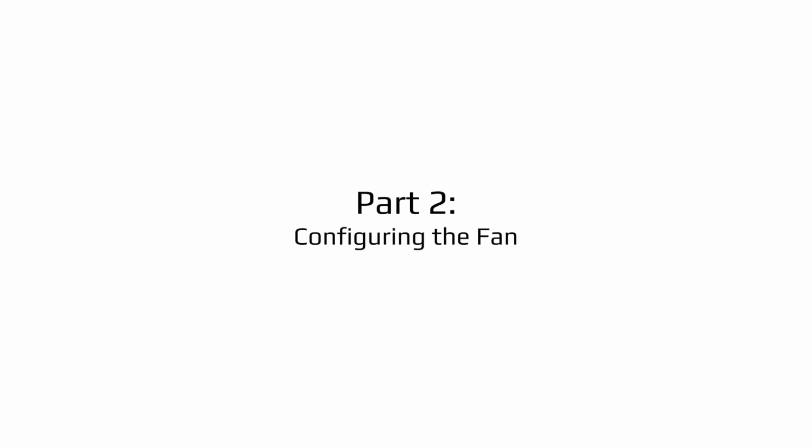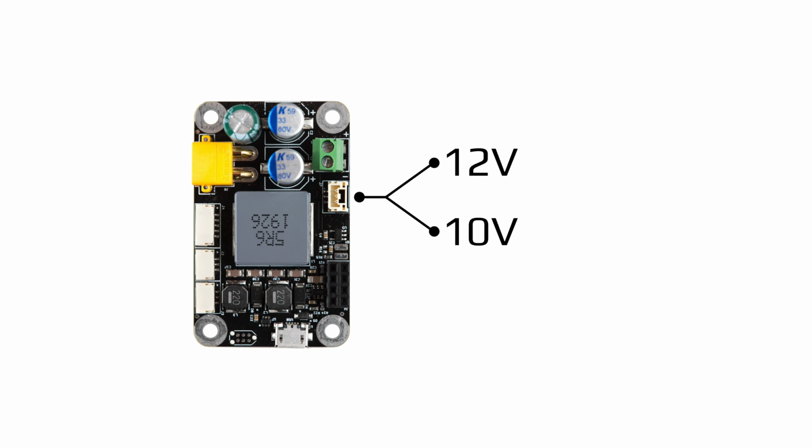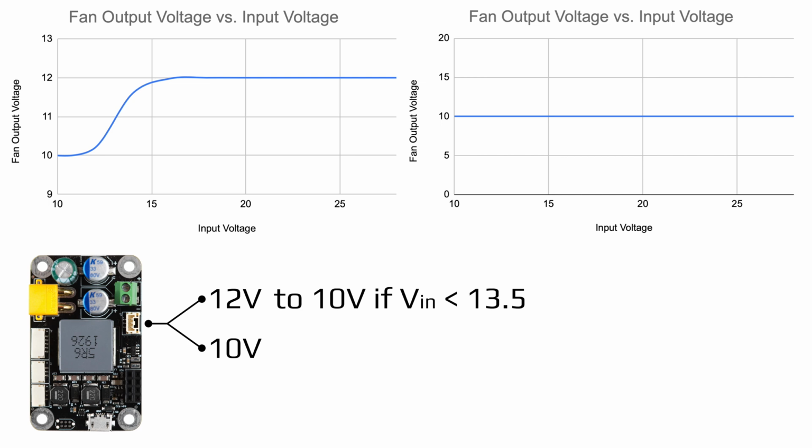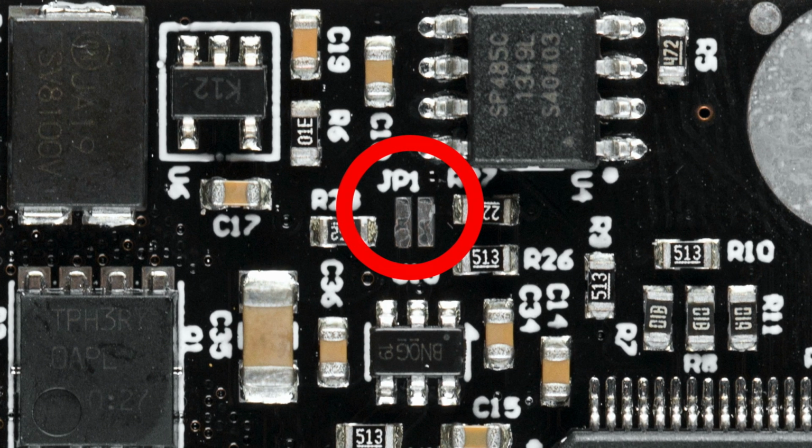To utilize all the fan control functions of the Lumiboost, a fan with PWM speed control should be used. The fan output has a voltage regulator that can be set to either 10 or 12 volts. When it is set to 12 volts, the fan voltage will dip below 12 when the input voltage is under 13.5. This usually isn't a problem, but if you want to keep the fan voltage consistent regardless of the input voltage, then set it to 10 volts. This can be done by jumping the JP1 solder pads on the bottom side of the board.